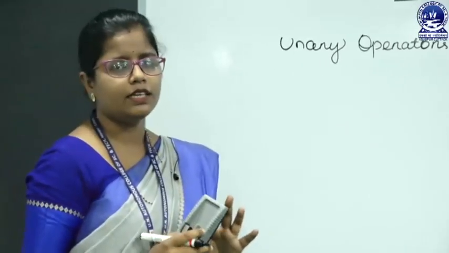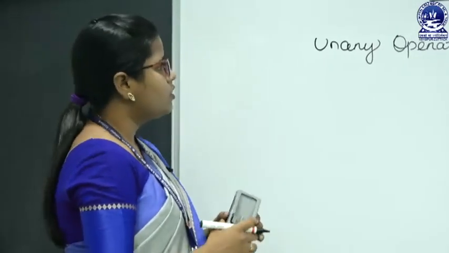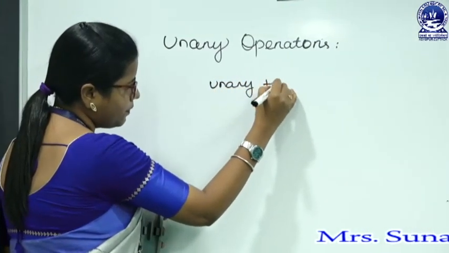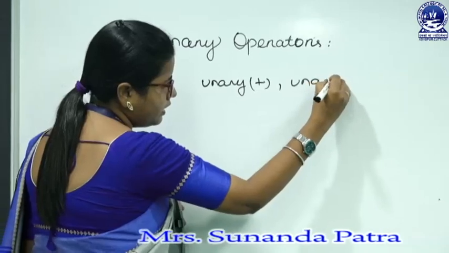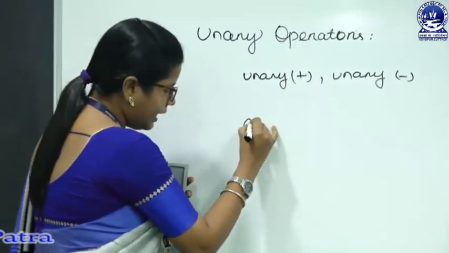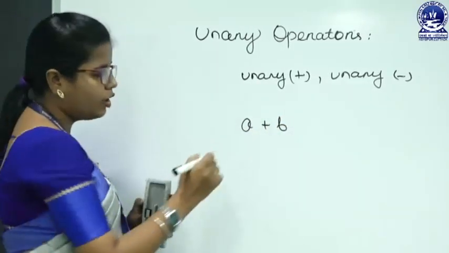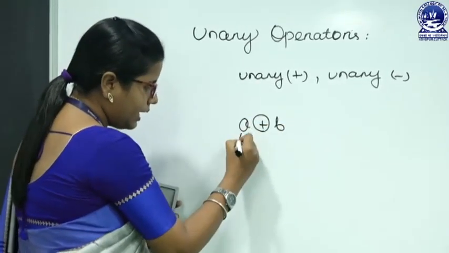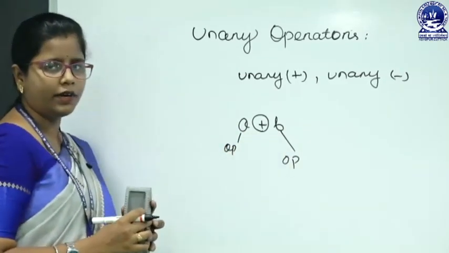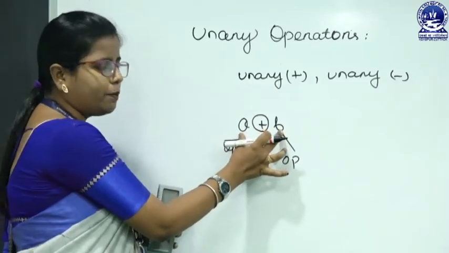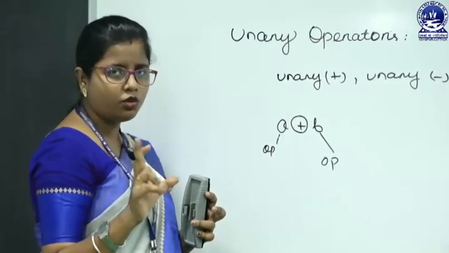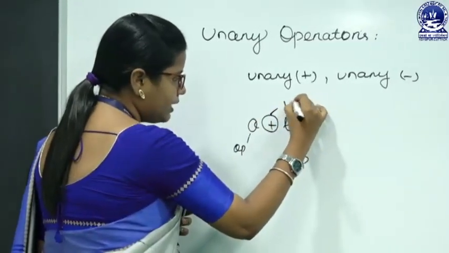The third operator is unary operator. So, we are having unary plus operator and unary minus operator. When I am writing A plus B, here plus is the operator, A is an operand, B is also an operand. So, here I am using two operands, that means the plus operator is going to work on two operands. So, it is a binary operator.